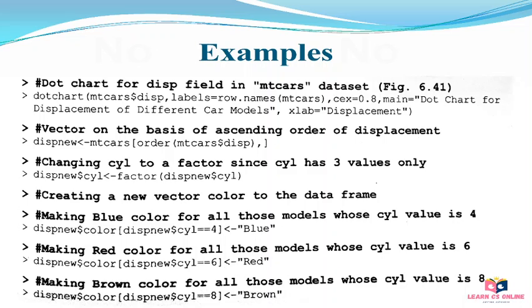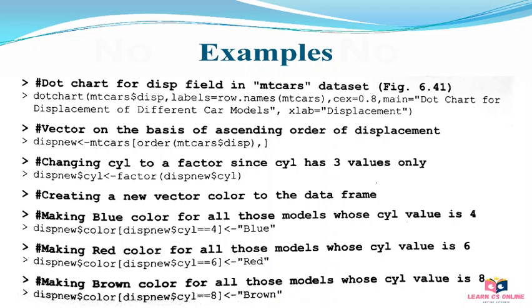This slide shows some examples of using the dotchart function and its parameters. The first command plots a dot chart corresponding to disp value for different car models. The argument labels denotes that the row names of mtcars will be considered as labels. The next command arranges the values of disp in ascending order in the disp_new vector.